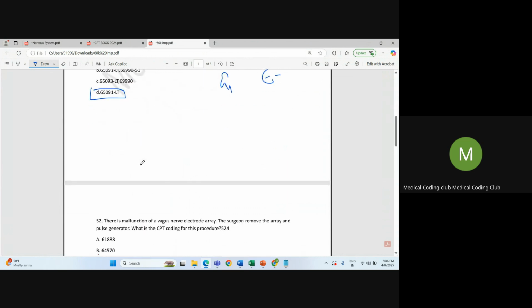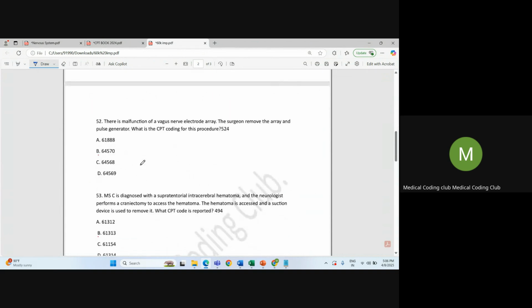Next question is about, you can see there is a malfunction of vagus nerve electrode array. The surgeon removes the array and pulse generator. So it's a removal procedure. There is a malfunction, so now they are doing a removal procedure. So you just go by option. So easily you can conclude the answer.